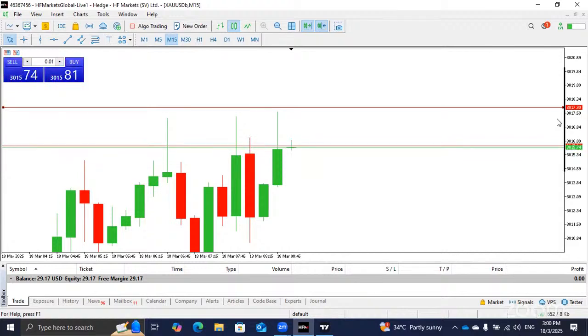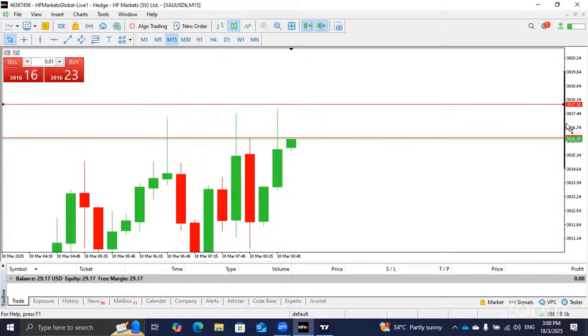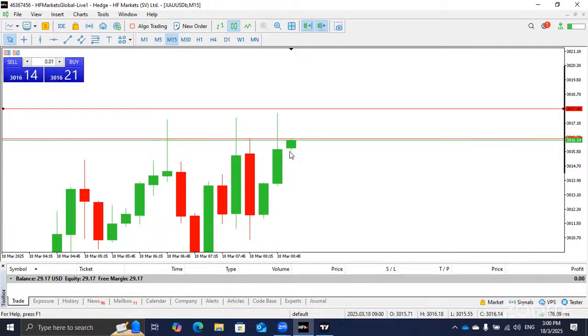Double rejection? No. Double rejection. You mean the dancing candle, is it? Yeah. We don't have a setup for that. That's a problem. Even on the 5, we don't have a setup.